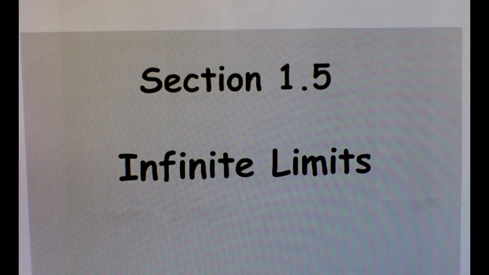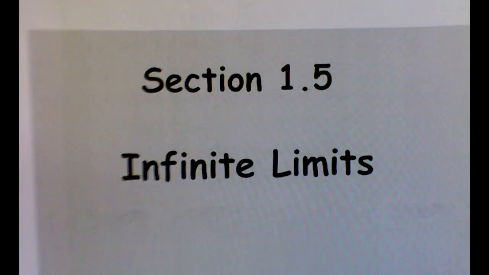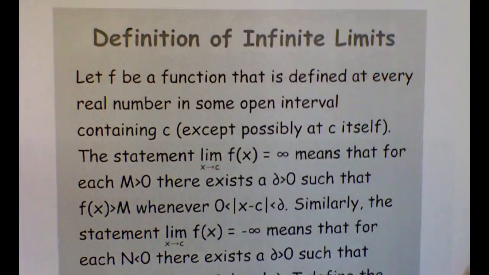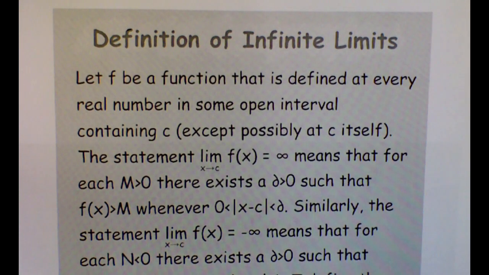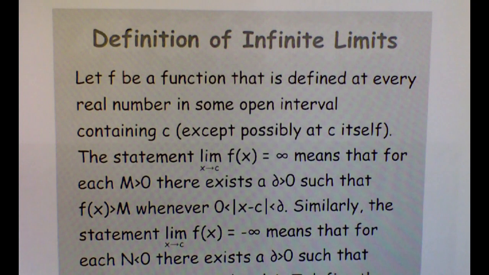All right, this is section 1.5 on infinite limits. So our definition of infinite limits, remember this is the technical math definition. Let f be a function that is defined at every real number in some open interval containing c, except possibly at c itself. The statement, the limit as x approaches c of f of x equals infinity, means that for each M greater than 0, there exists a delta greater than 0, such that f of x is greater than M whenever |x - c| is in between 0 and delta.